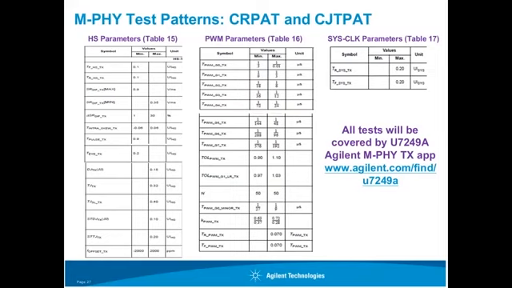Again, once you're able to generate the required M-PHY test patterns, you need to proceed to perform the measurements for the high speed, the PWM, and the sysclock test parameters. The test parameters include amplitude, slew rate, skew, jitter, and unit interval measurements. The jitter test on the high speed signals consists of both long-term and short-term total jitter and deterministic jitter that is used for characterizing the bursty nature of the M-PHY signals.